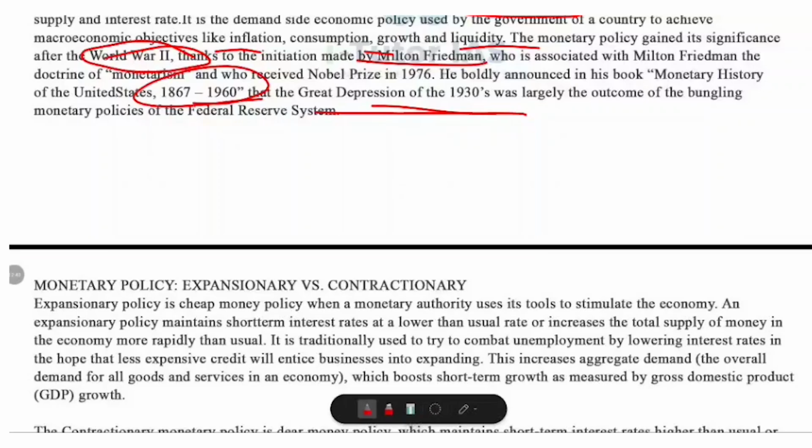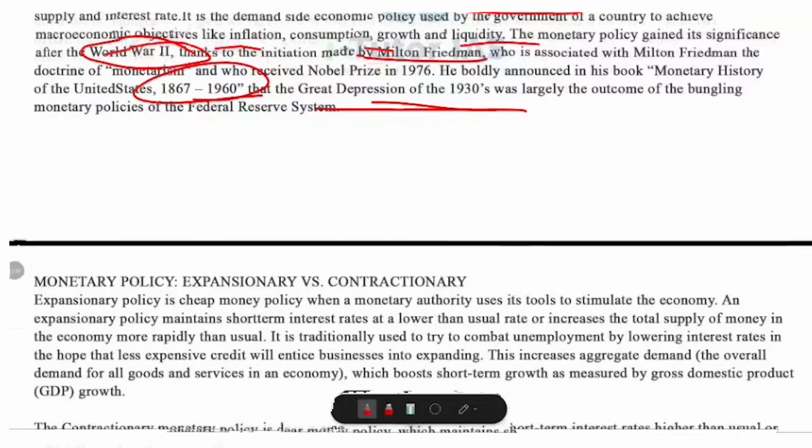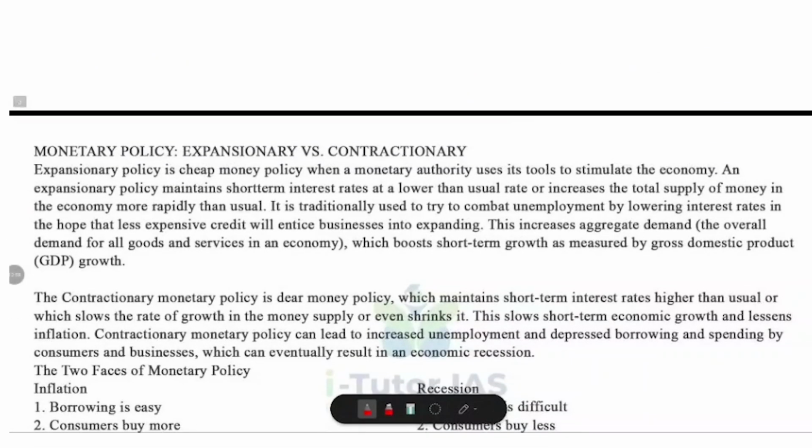So in simple terms, monetary policy is the policy of the central bank, and it is a central bank strategy to control money and interest to keep the economy stable and growing. Alright, let's continue from where we left off.